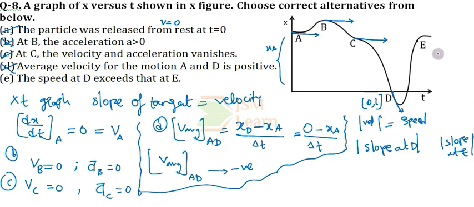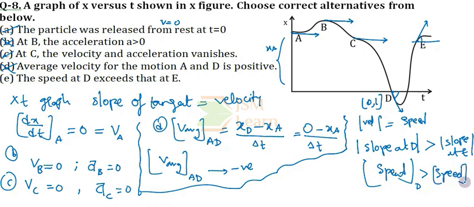So when I compare the slope here and the slope here, I found that at point D, the slope of the tangent is greater compared to point E. Since the slope of the tangent at point D is greater, the speed at D is greater than the speed at E. Hence proved. So our option E is also true.